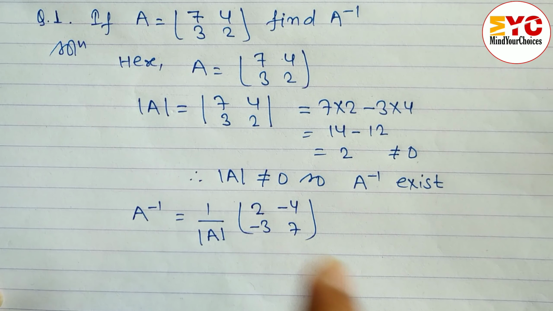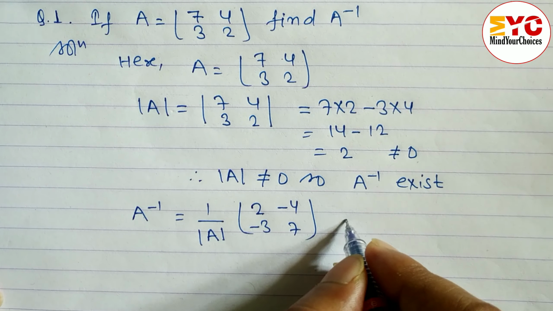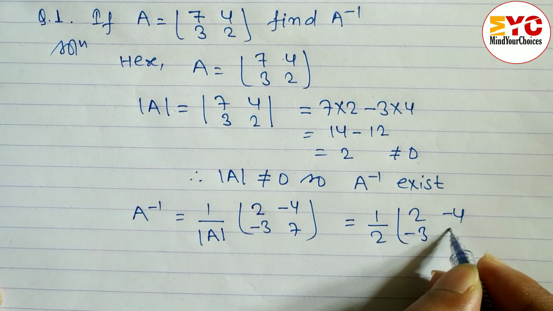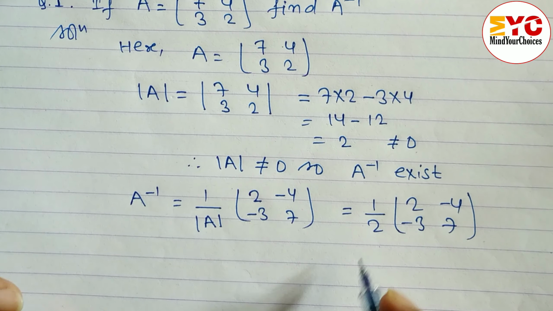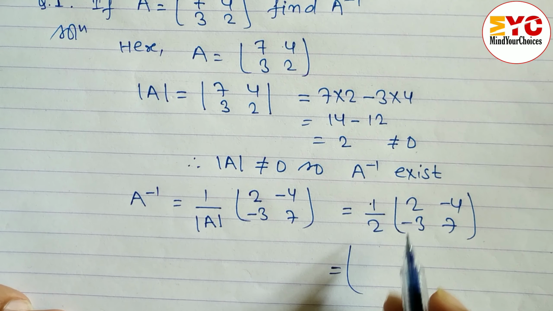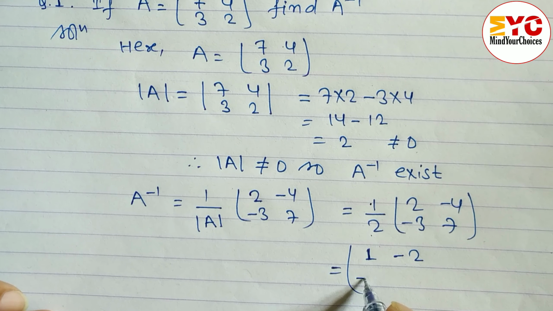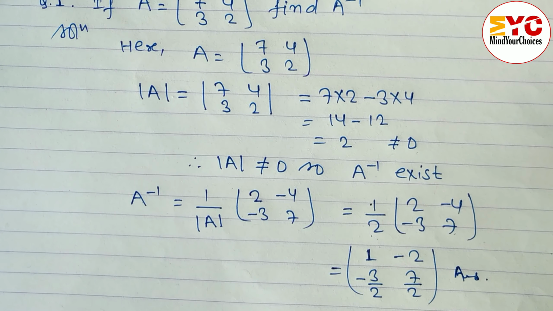The main diagonal elements no need to change. And what is the value of determinant A? 2. So we can write here 1 by 2 times [2, minus 4; minus 3, 7]. You can multiply or you can leave it up to here also. When you multiply, 1 by 2 into 2 is 1, 1 by 2 into minus 4 is minus 2, 1 by 2 into minus 3 is minus 3 by 2, 1 by 2 into 7 is 7 by 2. This is the answer of A inverse. Hope you understand question number 1. Now look at question number 2.